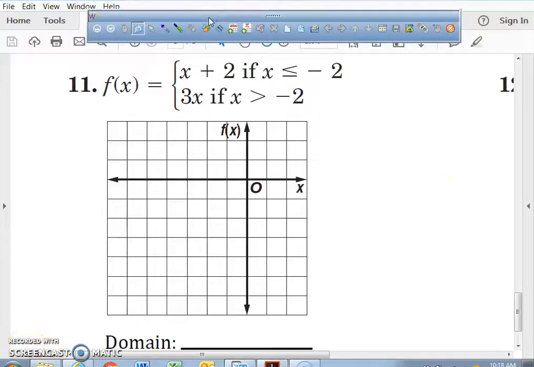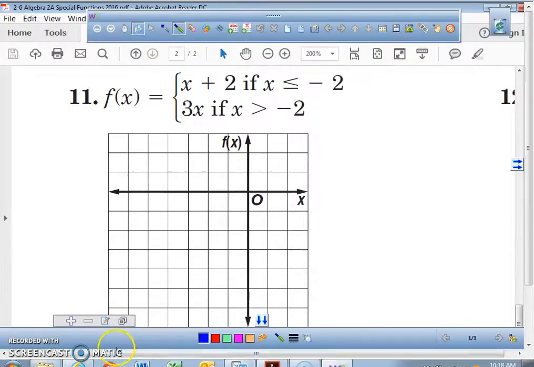Continue our topic on dealing with special functions. This one is a piecewise function. And this particular graph is on chapter 2, section 6.